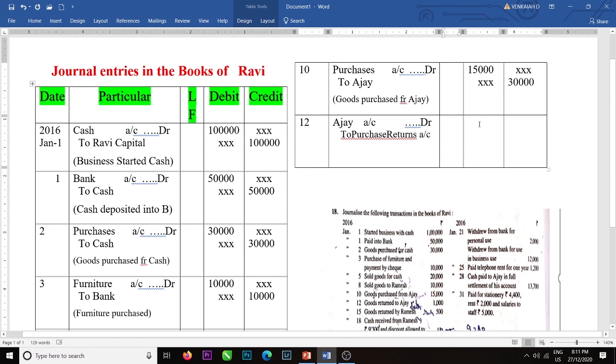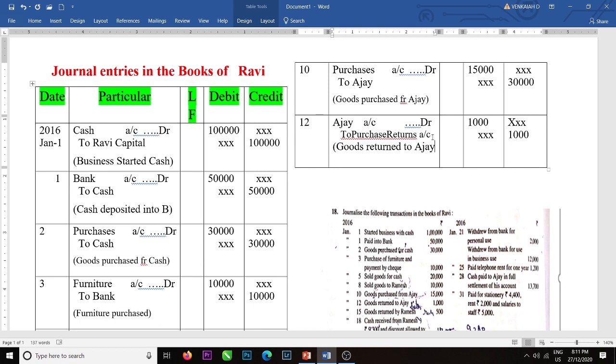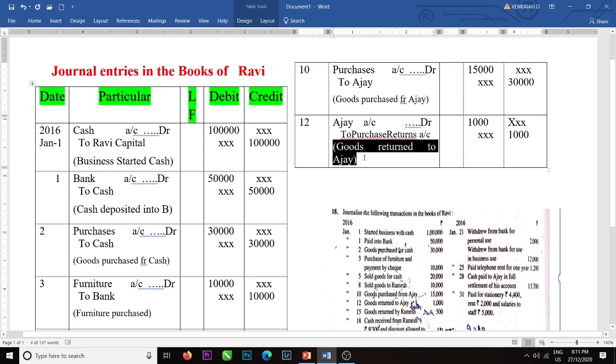Same amount. Amount in purchase returns is 1000, credit amount 1000, no amount in the corresponding debit. Goods returned to Ajay. Okay. Look at here one magic. Purchases are debit, purchase returns are credit.